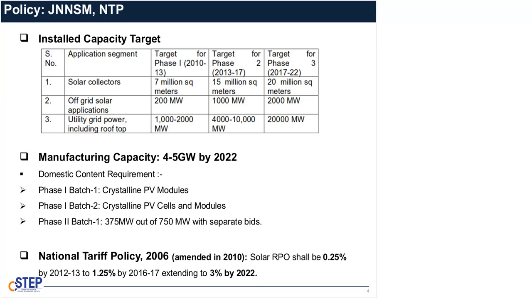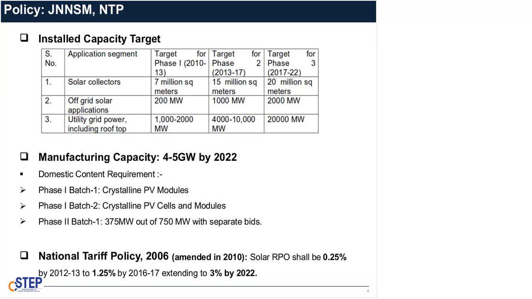Domestic content requirement mandates the project developers to source a fixed quantity of solar cells or modules or the balance of systems from the domestic manufacturers. This provides a demand to the domestic manufacturers. So in phase 1 of the JNNSM, batch 1, the DCR was imposed on the crystalline PV modules. In phase 1 batch 2, it was extended to the crystalline PV cells as well as modules.